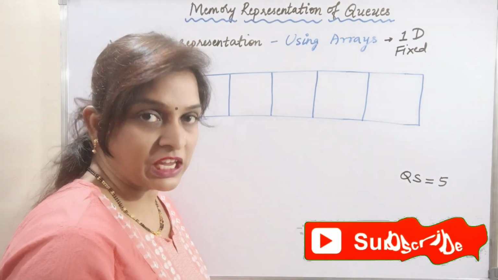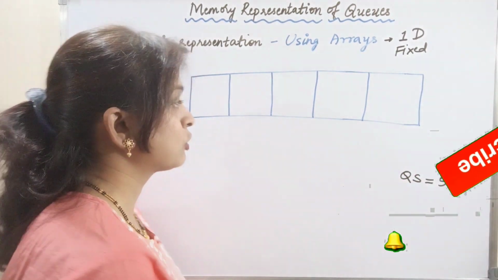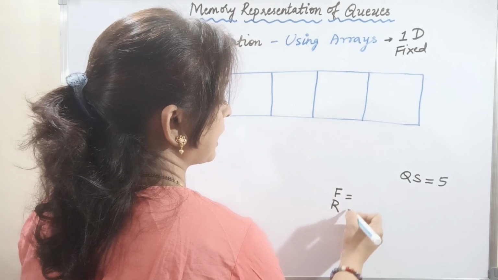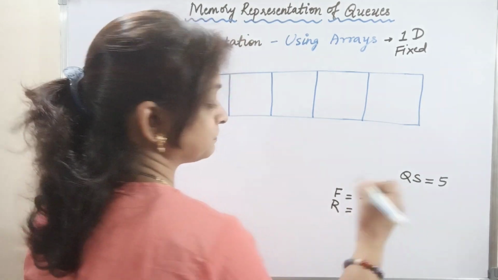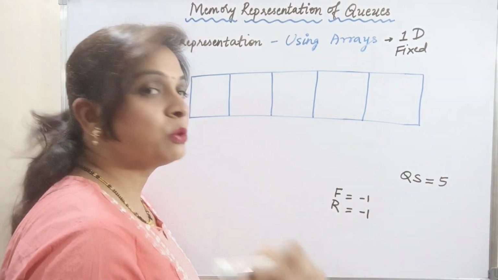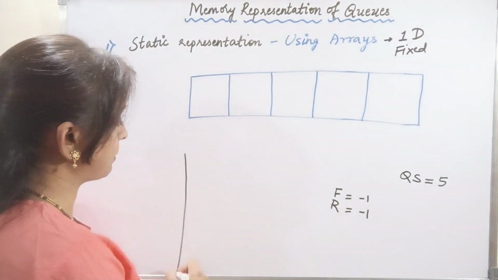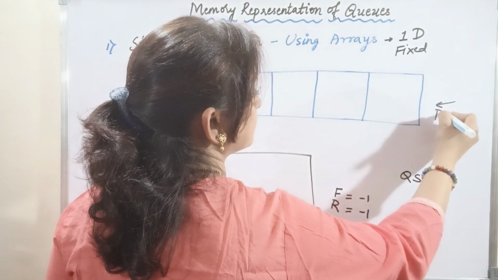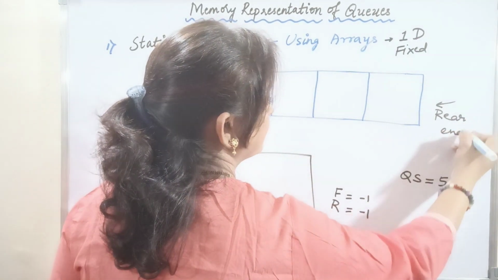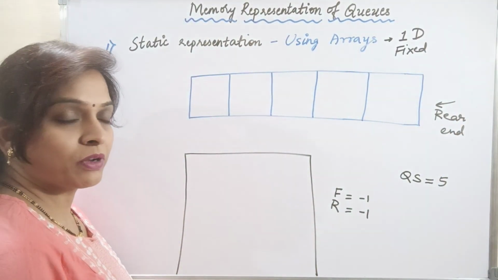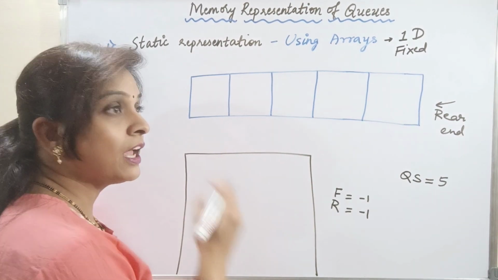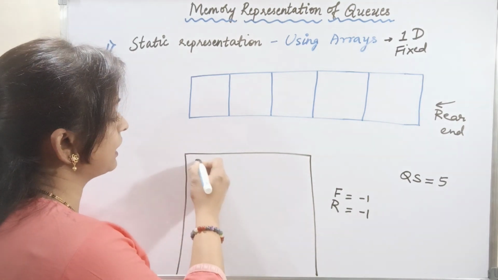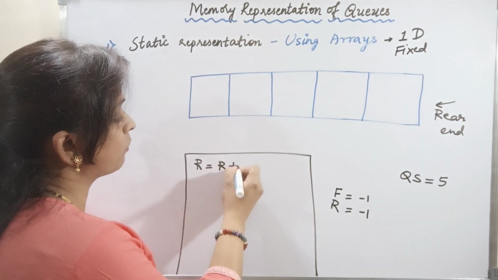And here, to do this insertion and deletion, we make use of two pointers. One is front, the other one is rear. Front and rear will be initially -1. When we do the insertion, we need to remember the values of front and rear. I need to do the insertion from the rear end. So when I do the insertion from the rear end, the rear pointer has to be increased. So I just say r equal to r plus 1.